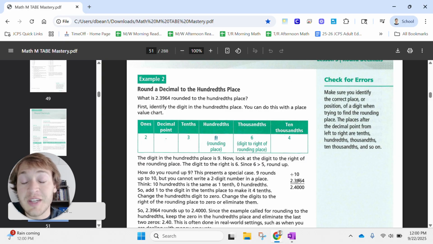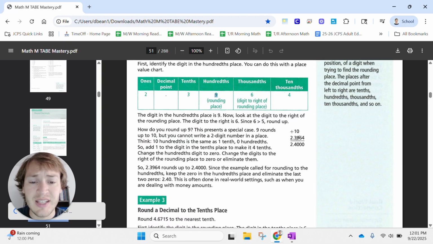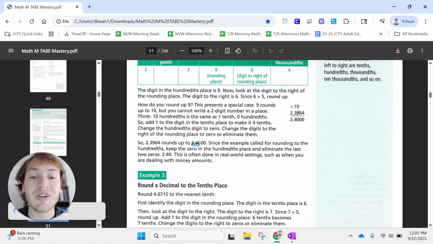So this 9 is going to become a 0, or rather a 10, but we can't have a 10 in one digit's place. So this 3 becomes a 4, and the 9 becomes a 0. Everything to the right of that hundredths place becomes a 0, which means we don't have to write it. And that 9 becoming a 0 also means we don't have to write that. So our final answer is 2.4000, but again, we don't have to end decimals with zeros. Our answer can just be 2.4.